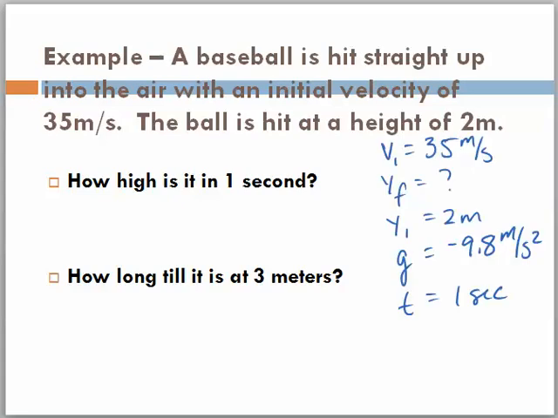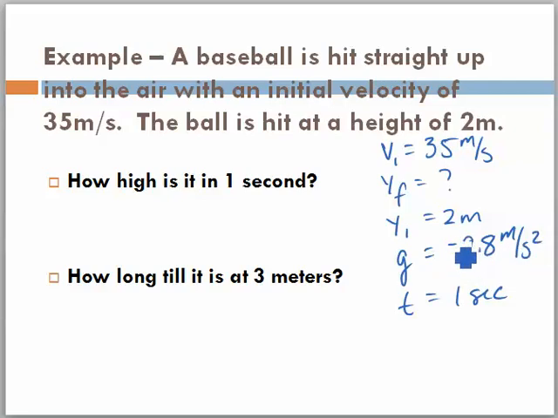Okay, at this point, I went ahead and made my list here. It tells us that its initial velocity is 35 meters per second. I don't know its final height, but they gave me an initial height. A lot of times if something gives me an initial height, I'm going to put yf in and put a question mark, because I don't know what it is. The initial height was 2 meters. Gravity is negative 9.8 meters per second squared.